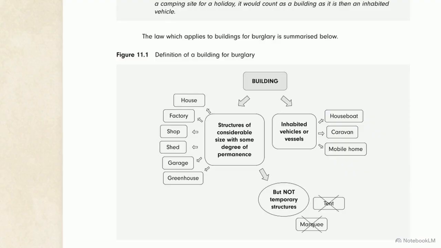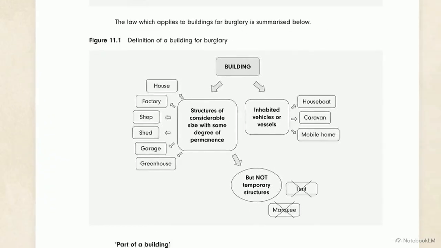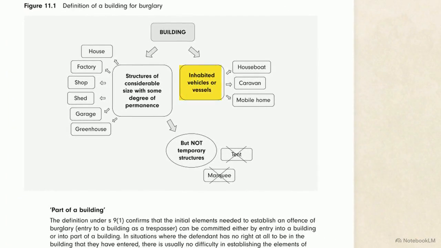This diagram outlines the statutory definition. The law requires a building to possess permanence. Houses and factories qualify, regardless of occupancy. Section 9, subsection 4 expands this to inhabited vehicles and vessels, like houseboats, but explicitly excludes temporary structures, like tents.